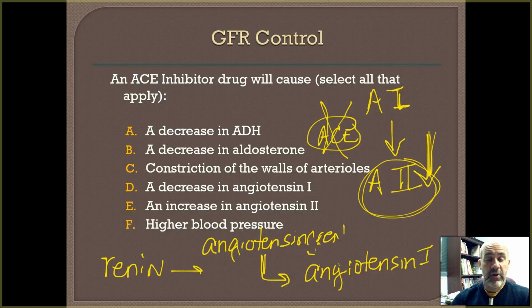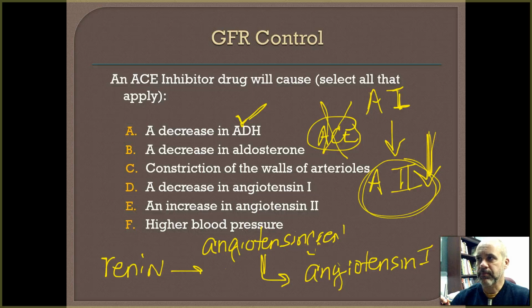Would we expect a decrease in ADH? Actually, we would. If you go back and look, one of the things that angiotensin 2 does is increase the ADH release from the posterior pituitary gland. And so if you have less angiotensin 2 around, you're going to have lower levels of ADH.